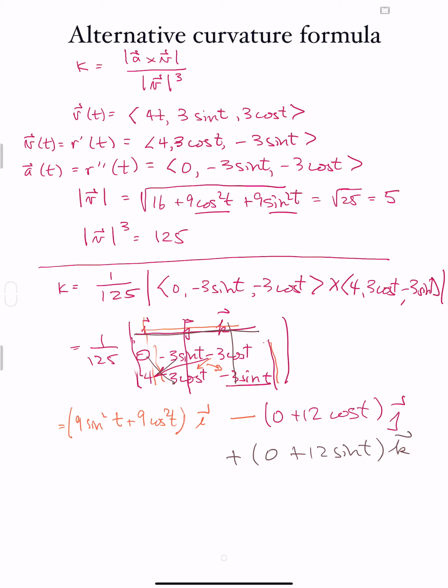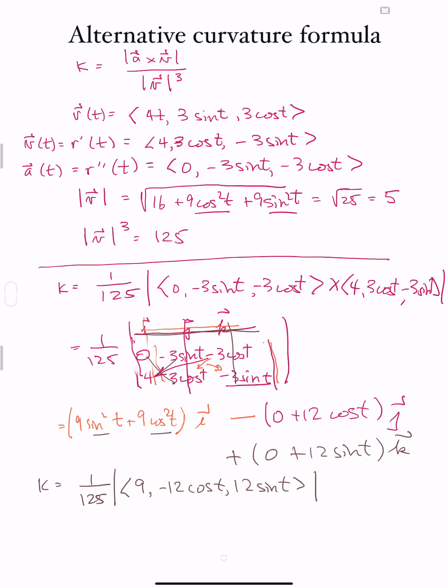Okay, so now putting it all together, I end up with my kappa is this cross product, 1/125th, times the magnitude of that vector, 9, because the sine and the cosine add together to get 1, minus 12 cosine t, and 12 sine t. Okay, that's the vector, and then I find the magnitude of that.